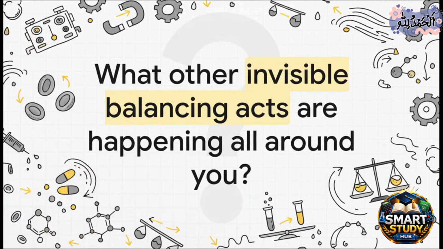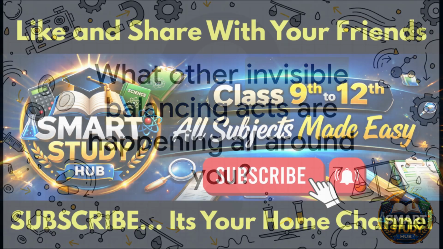So from keeping your blood perfectly balanced to designing a life-saving drug, chemical equilibrium is this powerful silent force that's always at work. It's a constant push and pull, a dynamic dance of molecules. So the question I want to leave you with is this: what other invisible balancing acts are happening all around you, right at this very moment?